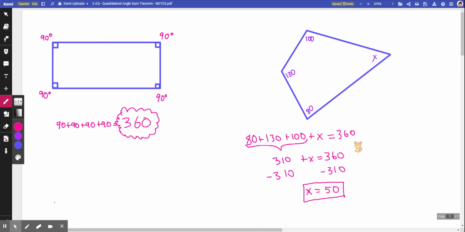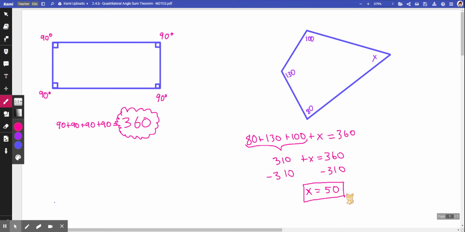So a lot of you can do this intuitively. You can say, okay, I know they add up to 360, so I just need to subtract these. I'll add them up and I'll subtract it from 360. Or I'll take 360 and I'll subtract each one until I get x. And that's usually fine as long as you're showing your work. But this is the actual algebraic process that you're going through. And it's better to show your work this way.